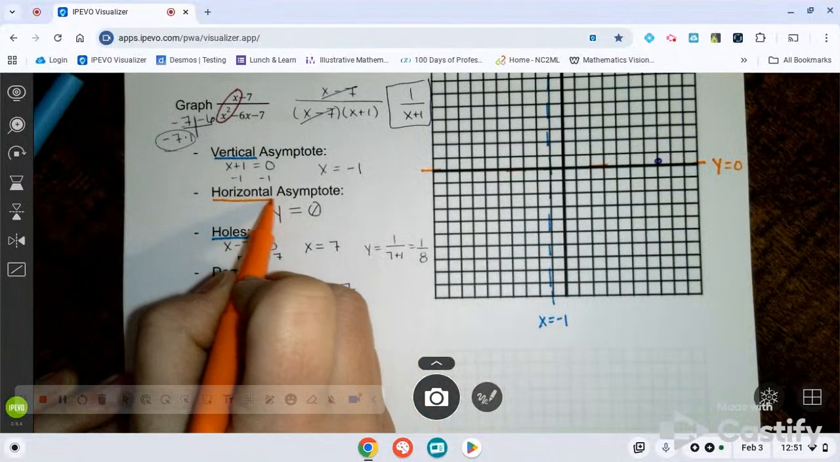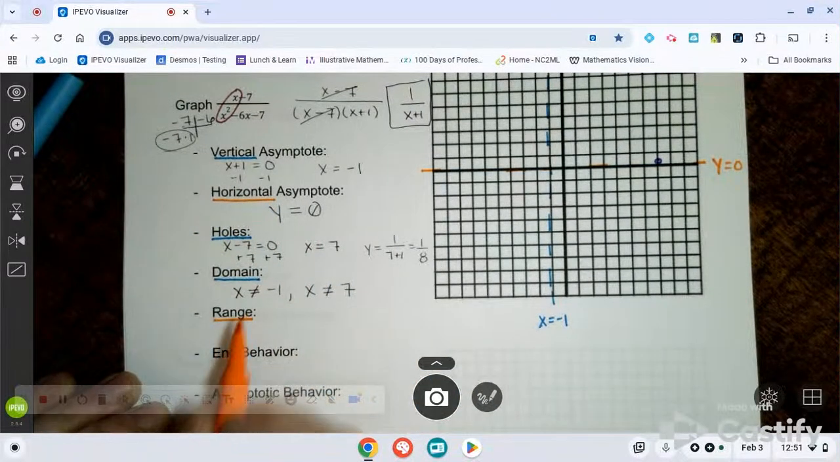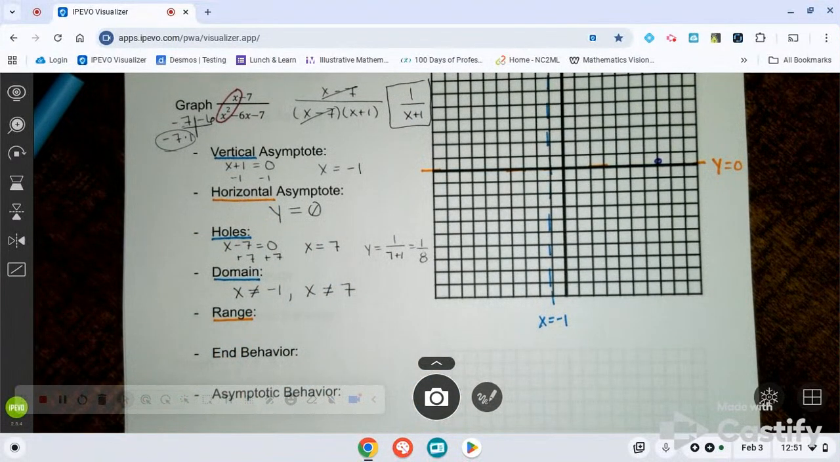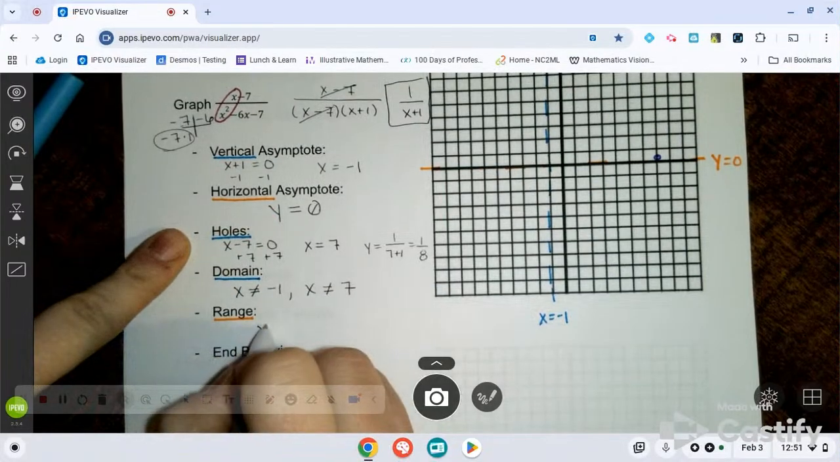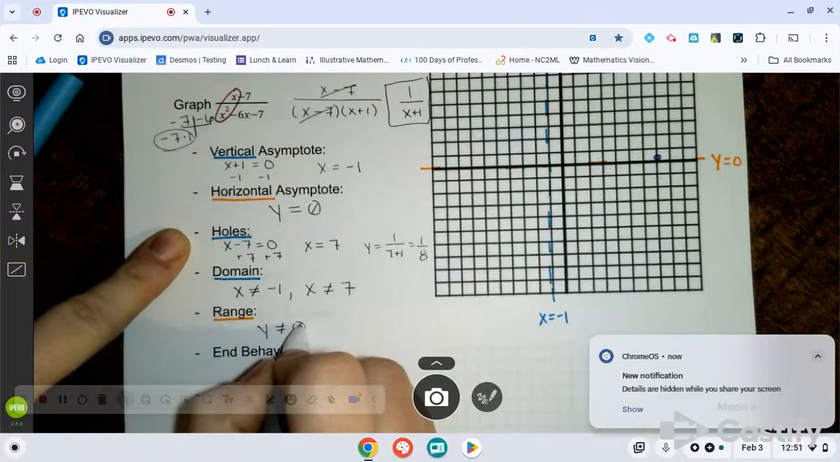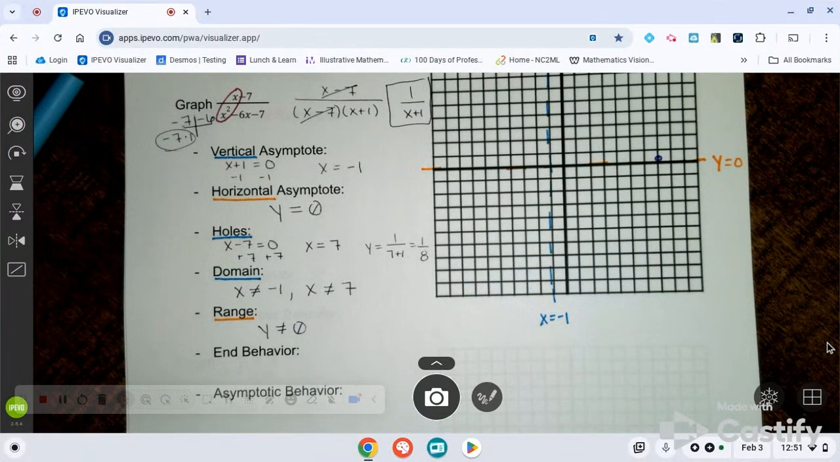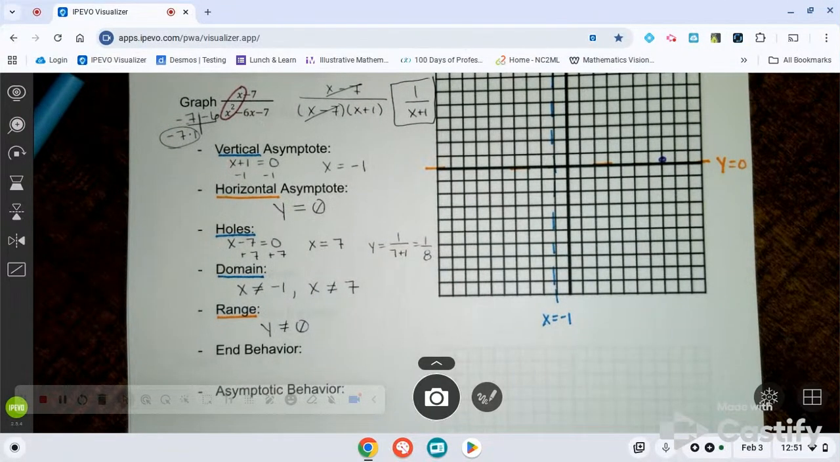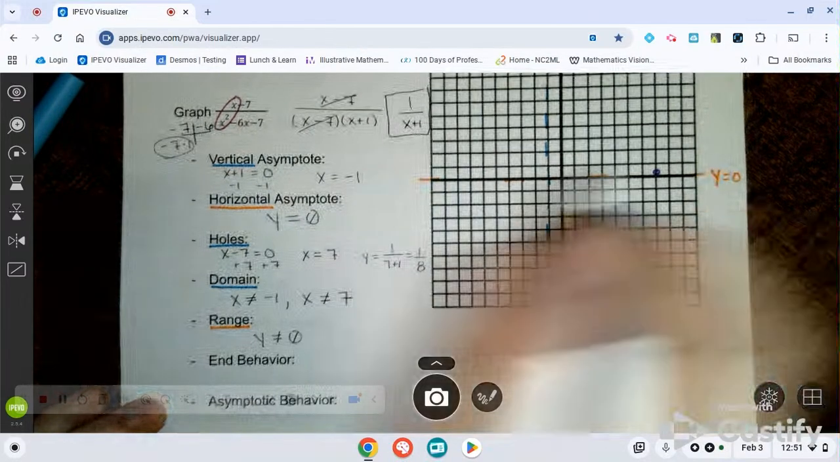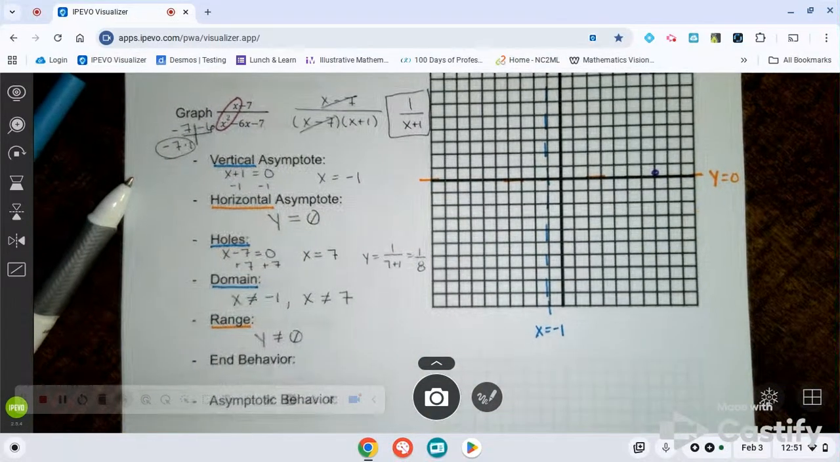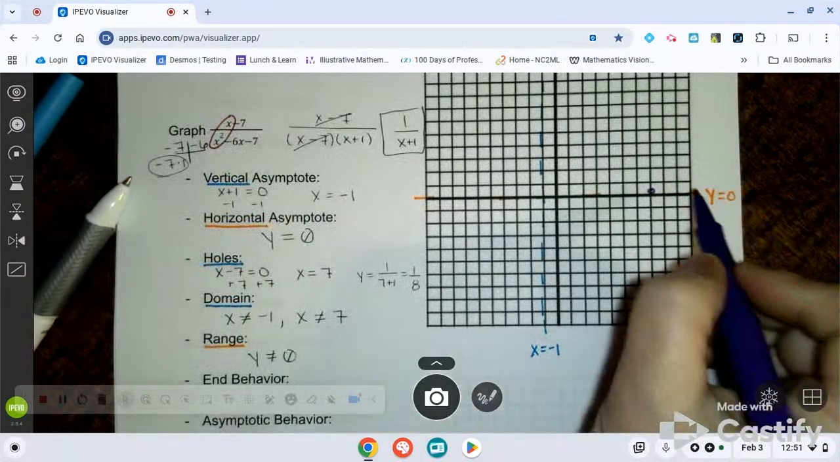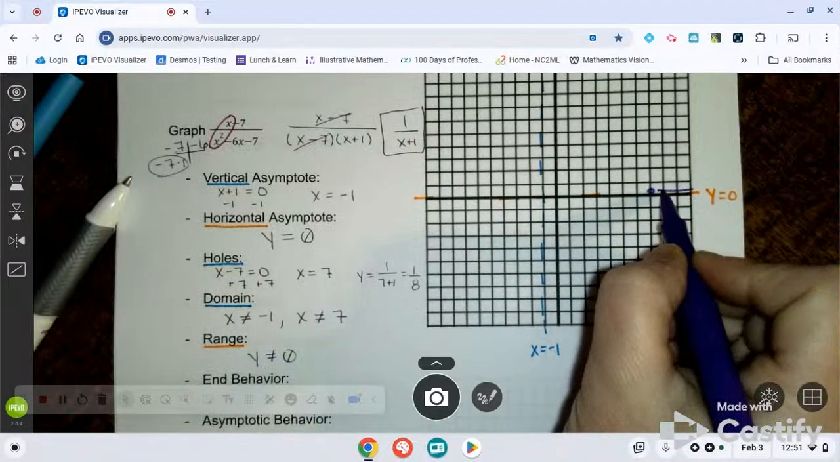And our horizontal asymptote is going to be the thing that buddies up to help us find the range. So in this case, the only value that's not allowed to happen for y is 0. So we're going to go ahead and do a rough sketch of our graph. And I'm going to do this in purple just so you can see it a little bit better on my graph paper.